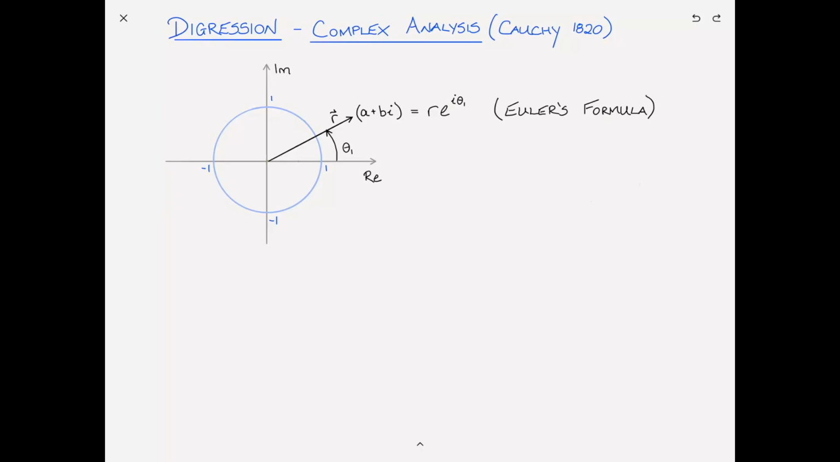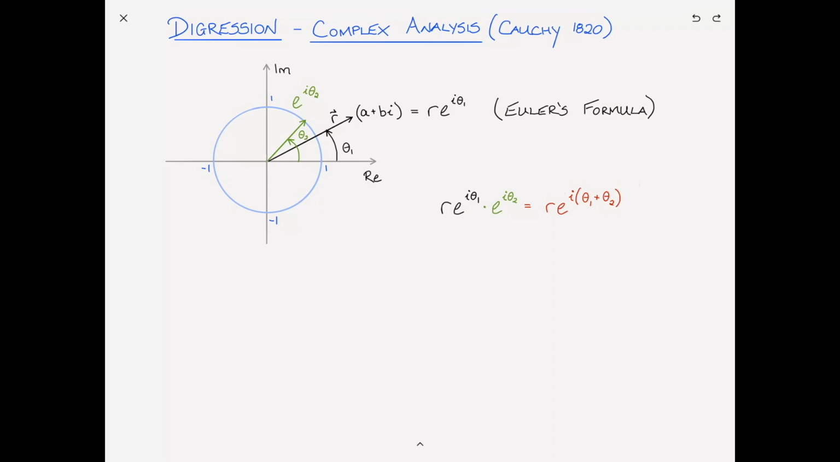I could draw a second vector on the unit circle. This vector we will assume is an angle θ2 from the real axis. And of course, we can describe this vector as e^(iθ2), since the radius is 1. Now, if I multiply these two numbers together, I get r e^(iθ1) times e^(iθ2). And we know the result of this. This is equal to r e^(i(θ1+θ2)).